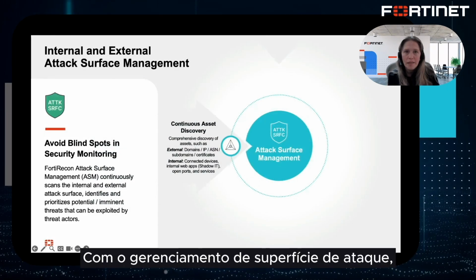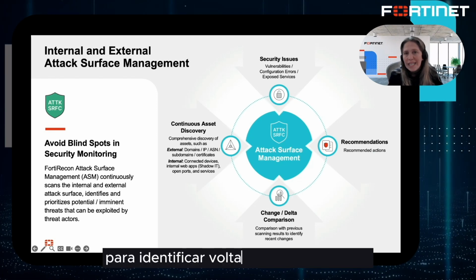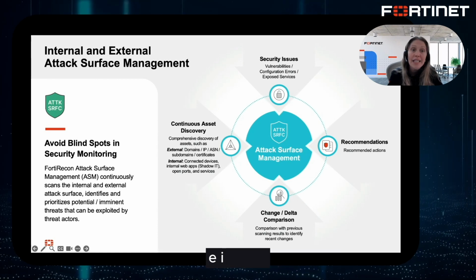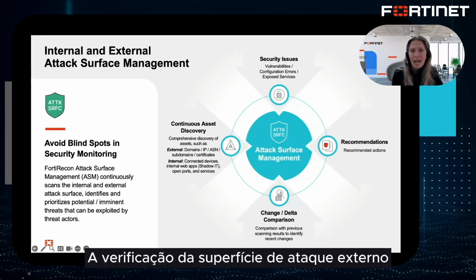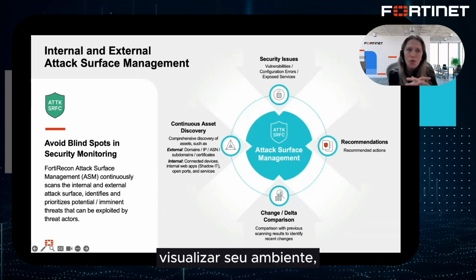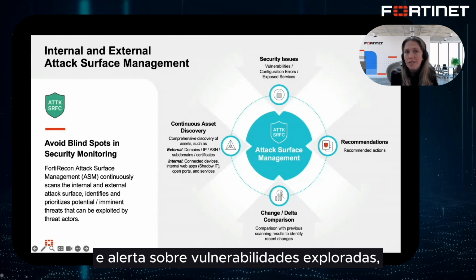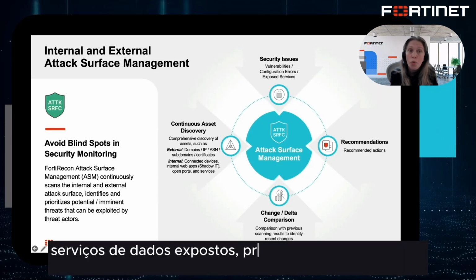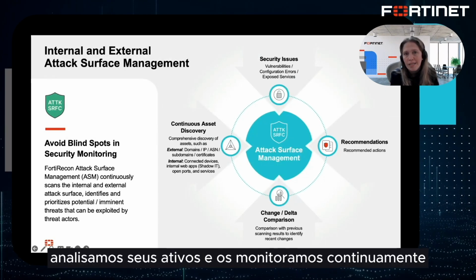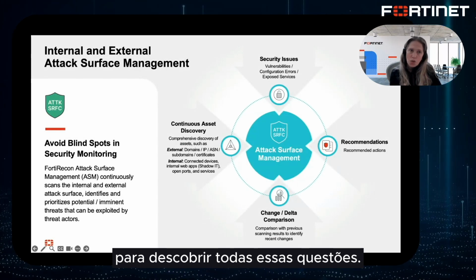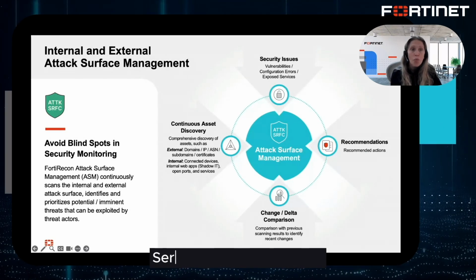With attack surface management, what we do for you is we continuously discover and monitor your internal and external attack surface to identify internet facing exposed and vulnerable assets and internal vulnerable assets that can be exploited by attackers. The external attack surface scan provides you with an attacker's view into your environment by identifying known and unknown exposed assets and alerts you on exploited vulnerabilities, configuration errors, SSL certificate issues, exposed data services, DNS related issues, credentials, and more. So, what we do is we scan your assets and continuously monitor them to discover all of these issues. What do we mean by assets? An asset can be a domain, subdomain, IP addresses, subnets, servers, open port services.